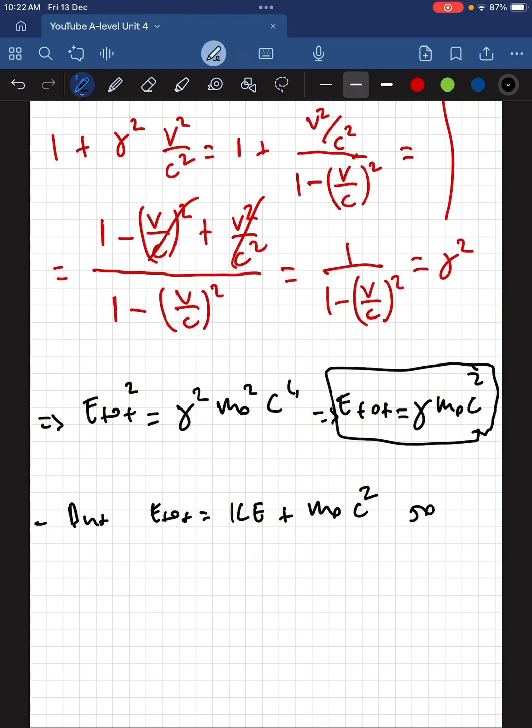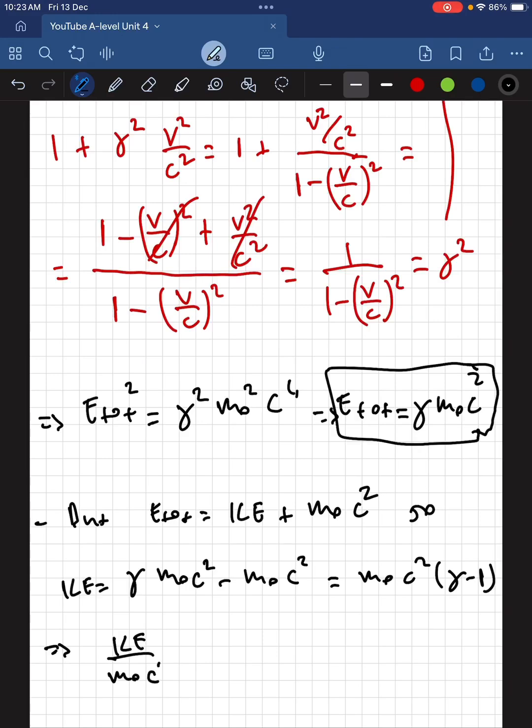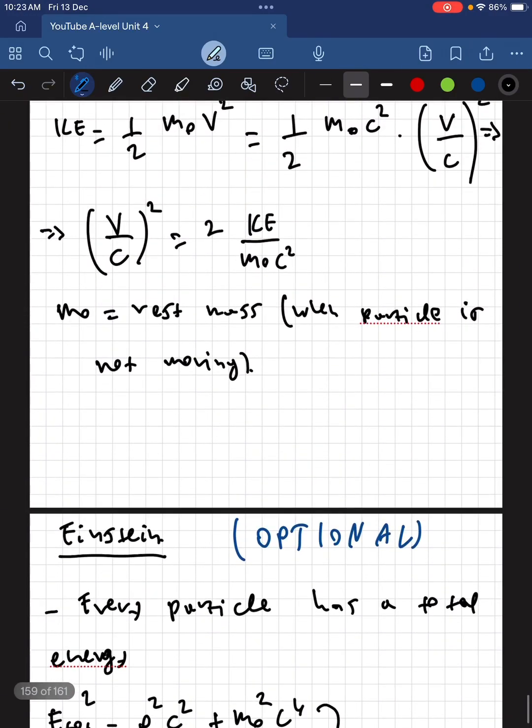Okay, so since E total is gamma m naught c squared, we find that kinetic energy is equal to gamma m naught c squared minus m naught c squared, which is of course equal to m naught c squared times (gamma minus 1). So if we divide kinetic energy by m naught c squared, we get gamma minus 1.